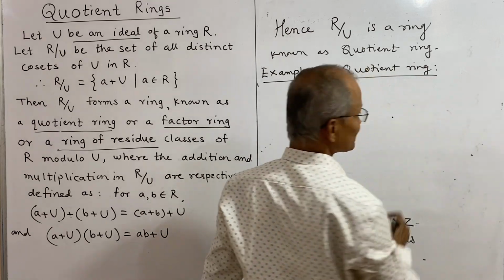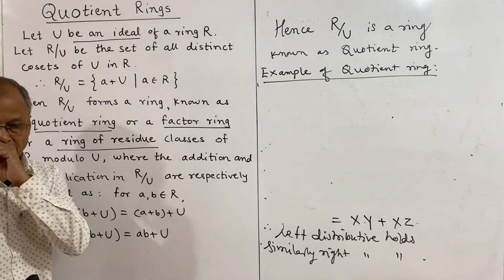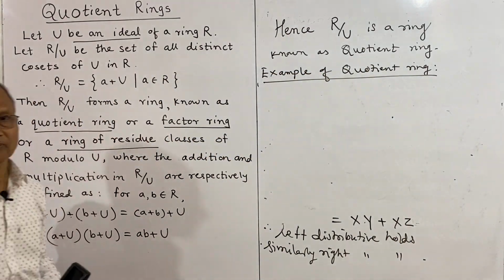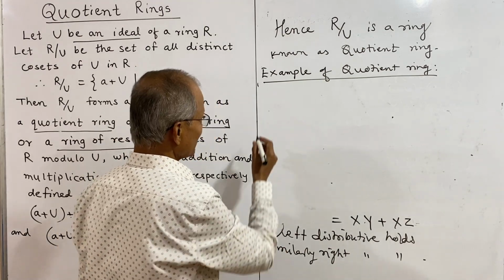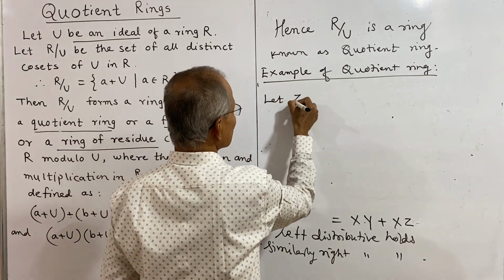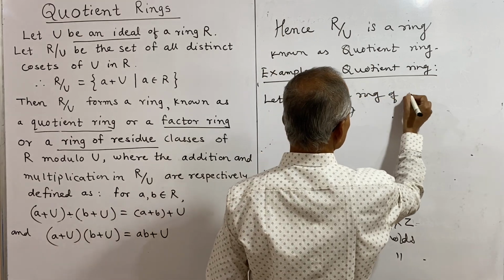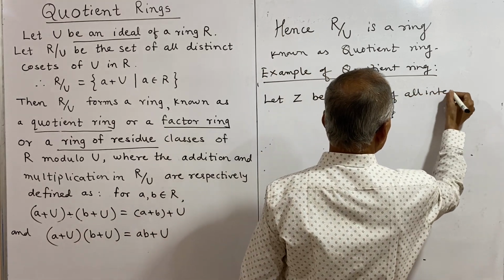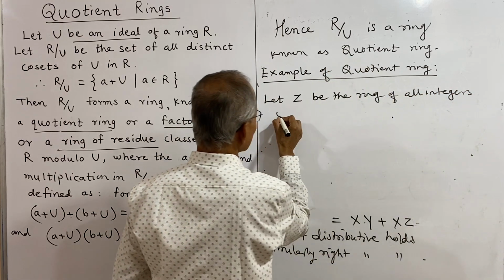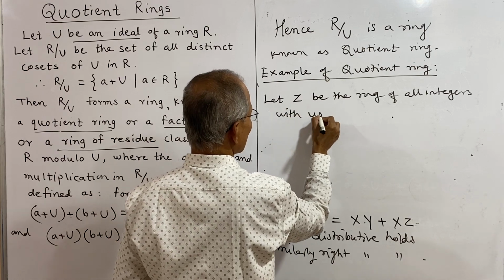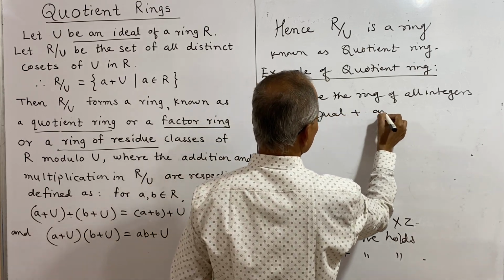We will consider the ring of all integers, and let us denote it by Z. Let Z be the ring of all integers with the usual addition and multiplication.